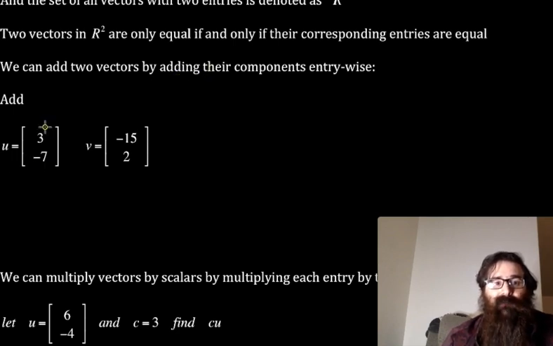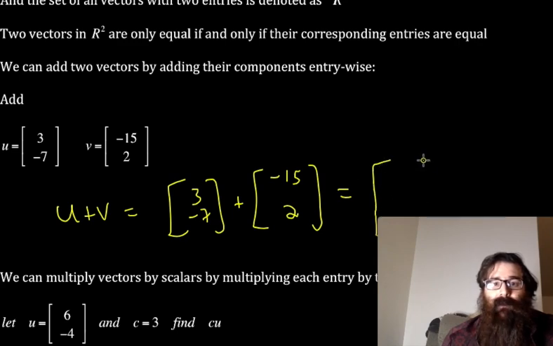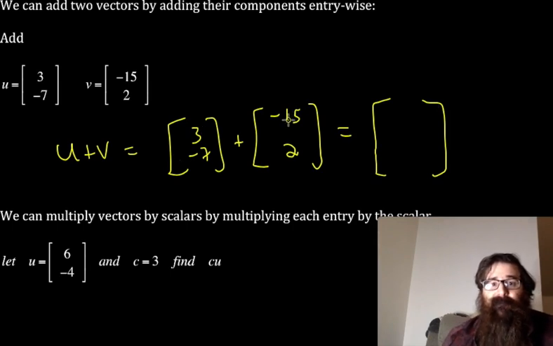So here I have vector u given with entries 3, -7, vector v given with entries -5, 2, and if I want to find this new vector u plus v, well, I would take these vectors and I would add them together, and I would want to add them component-wise. So here, adding the top components, the first components, 3 plus -15 gives me -12. And then adding the second components, -7 plus 2 gives me -5. And if I had more of these to do, I would add.